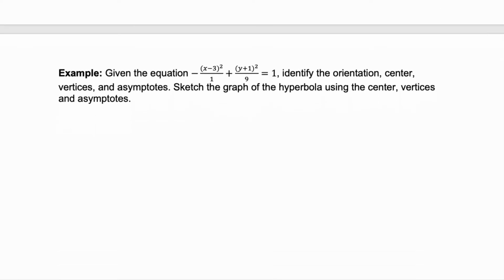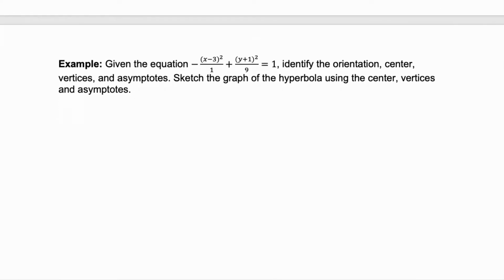Let's look at an example. Here we're given the equation, and we're given this equation already in standard form or close to standard form, right? We need to make a couple changes to easily identify h, k, a, and b. And we need to identify the orientation, the center, the vertices, and the asymptotes. And then we're going to use all of that to graph the hyperbola. First, we want to rewrite this equation in more perfect standard form.